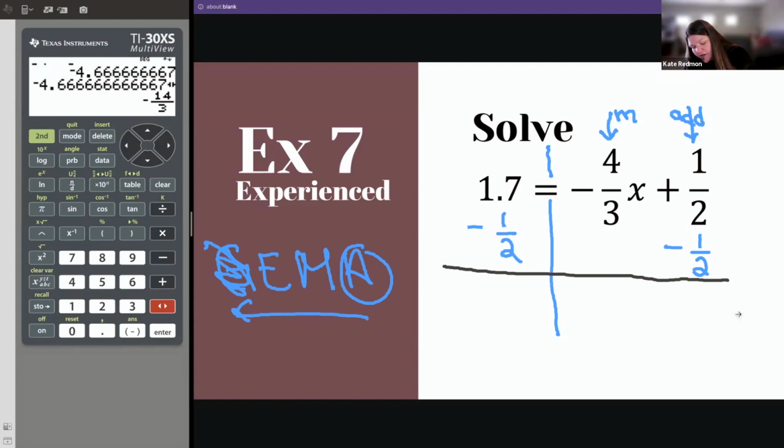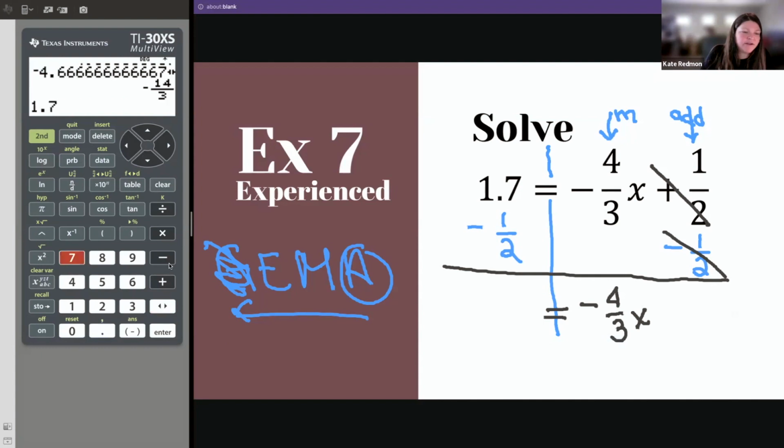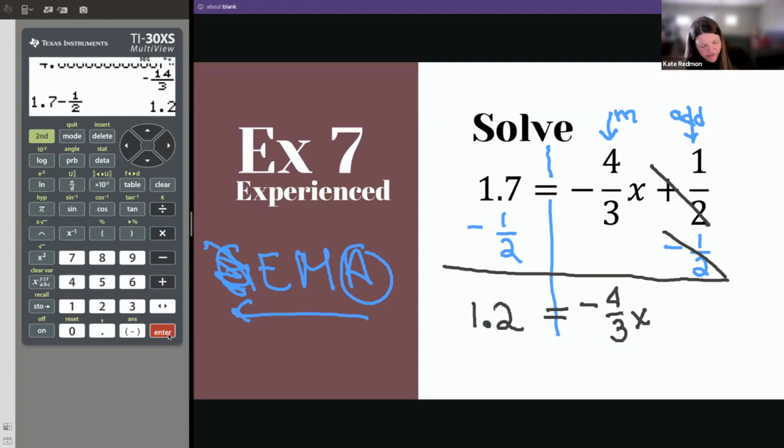Let's see what happens on the right-hand side. Adding 1/2 and subtracting 1/2 are opposites. They cancel. I'm left with negative 4/3 x. And on the left-hand side might look ugly, but your calculator can handle 1.7 minus fraction bar 1/2, and I get 1.2. Now, I want to get rid of this negative 4/3, which is multiplying with x.